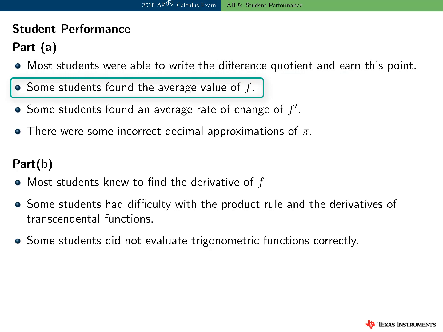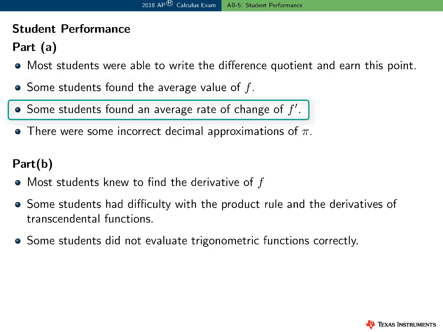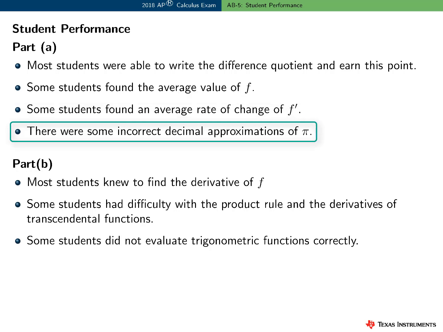Some students found an average value of the function f over the interval 0 to pi. Some students found an average rate of change of f prime. And remember, this was not a calculator active question. However, some students presented an incorrect decimal approximation for pi that resulted in an incorrect answer.